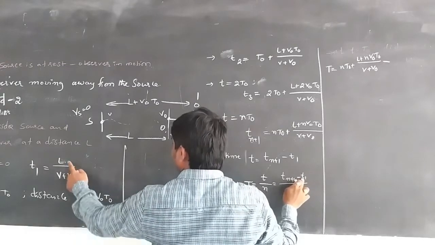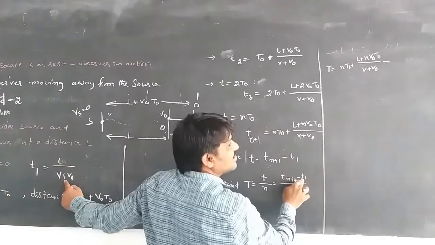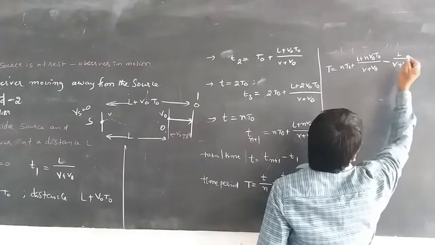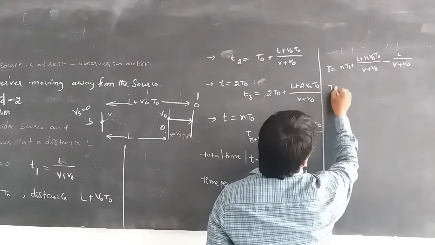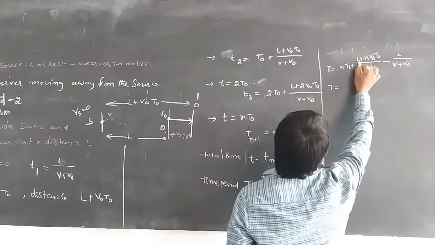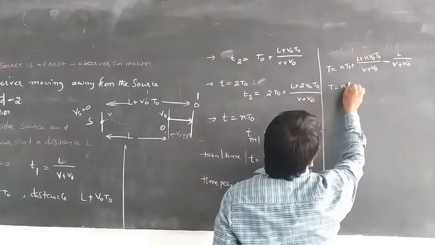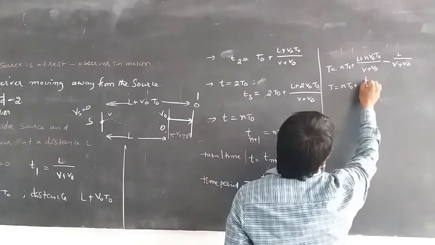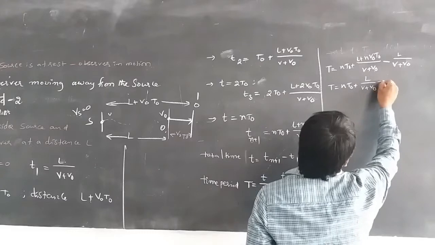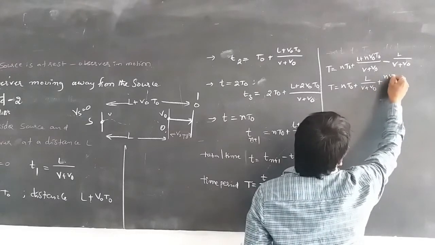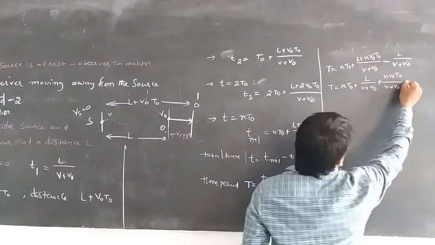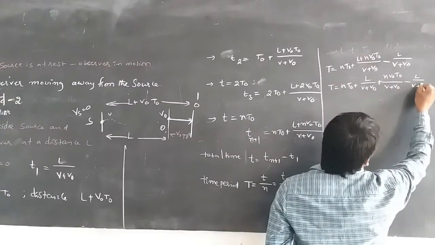T1 is equal to L by V plus V naught. From that equation, we can write the denominator taken separately to the L and n V naught T naught. Then we can get n T naught plus L by V plus V naught plus n V naught T naught by V plus V naught minus L by V plus V naught.